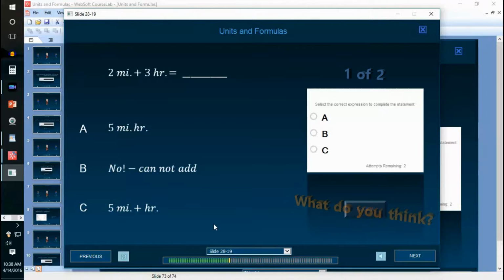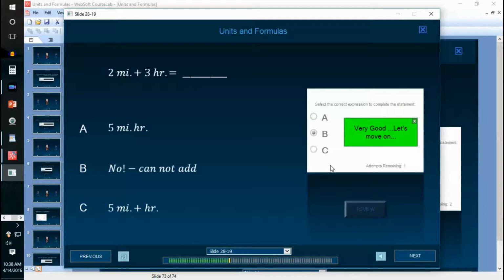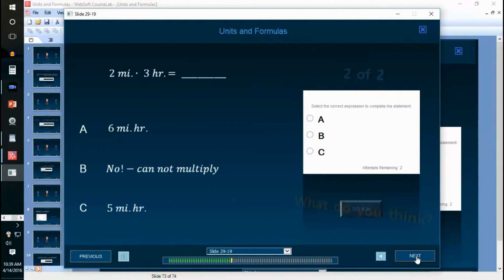So we can say 2 miles times 3 hours equals 6 mile hours. 2 miles plus 3 hours equals which of the following? Very nice. You cannot add when the units are different. Your answer choice is B. 2 miles times 3 hours equals which of the following? Yes, you can multiply with different units, so our answer choice is A.